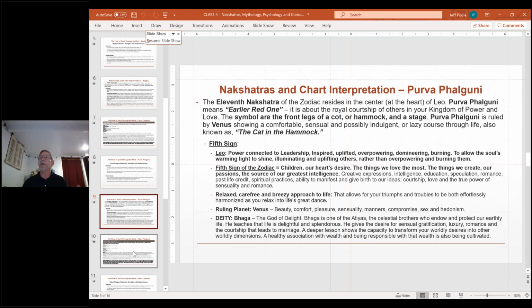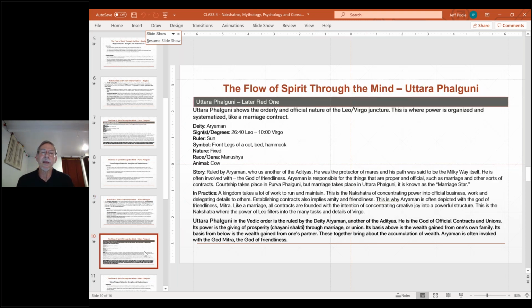Then we move into the light and we really begin to sort of mature into the world and step up to those bigger, larger things of life that impact everybody and enjoy it, that deeper lesson of realizing that it's not just this world, it's what brought this world into existence. And so that healthy association with that kind of wealth and being responsible with that is also being cultivated here. It's a great expression of that.